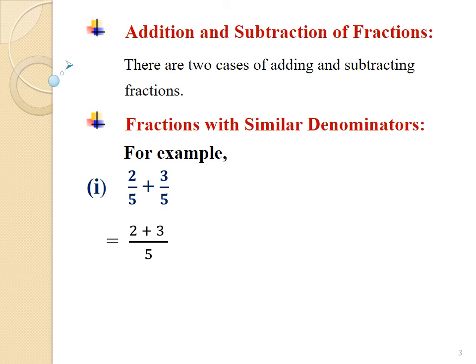we get 5 upon 5. Students, now we have to reduce 5 upon 5 to standard form. Thus reducing 5 by 5 to standard form, we get 1.